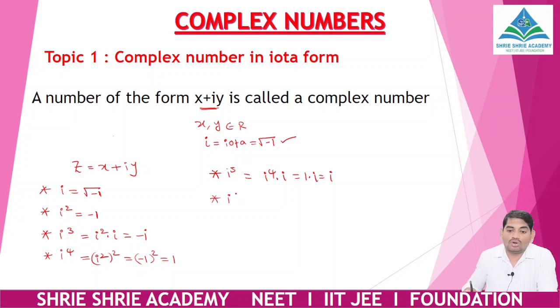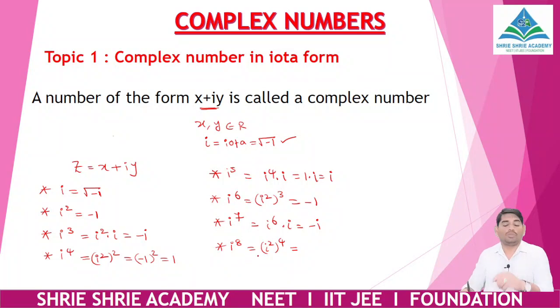Then iota power 6 we can write as iota square whole power 3. Iota square value is minus 1, minus 1 whole power 3 is equal to minus 1 only. Then iota power 7 is iota power 6 into iota. Iota power 6 value is minus 1, minus 1 into iota, minus iota. Then iota power 8 is iota square whole power 4, minus 1 whole power 4, which is positive 1.